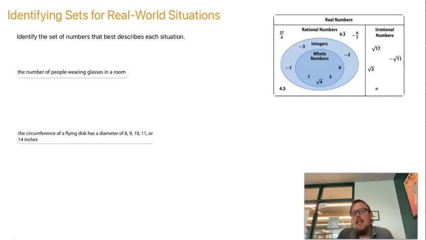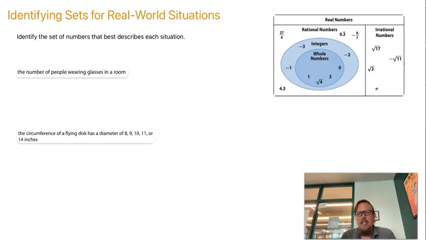Let's try to identify where each one of these real world situations would fall in our sets of real numbers. So the first example we're going to look at is the number of people wearing glasses in a room. When we talk about a number of people doing anything, we know that this number cannot have a fraction or a decimal piece to it. You cannot have 1.3 people or 1.5 people wearing glasses. So we know it cannot have a fraction or a decimal part.